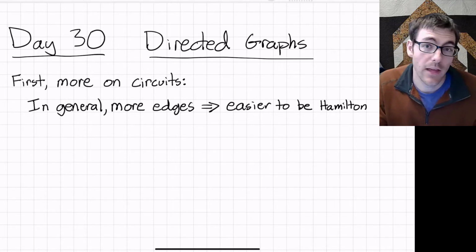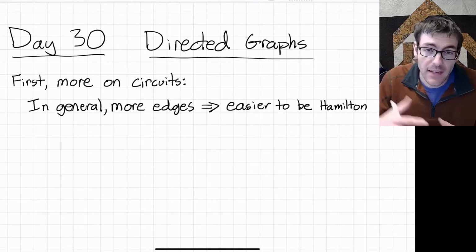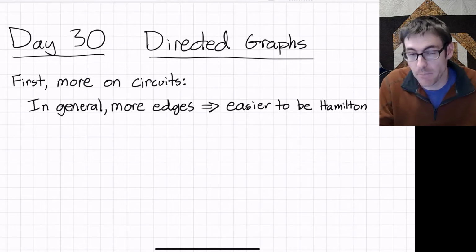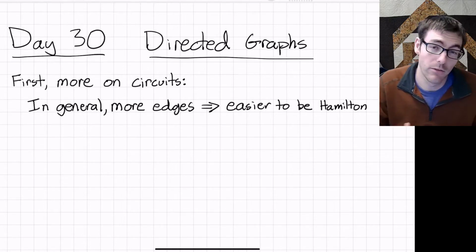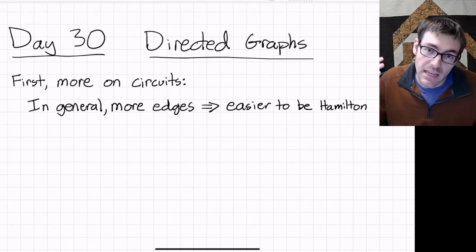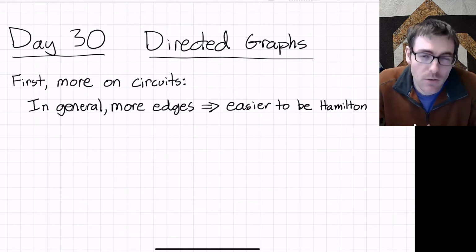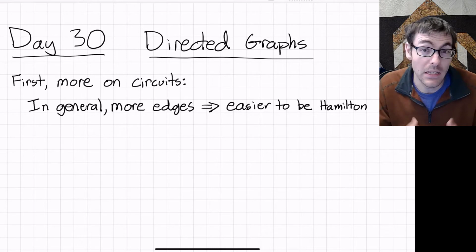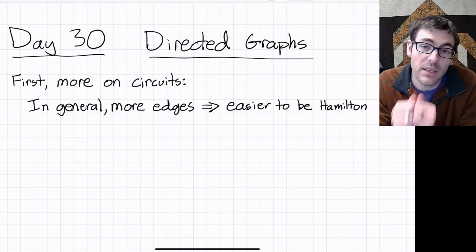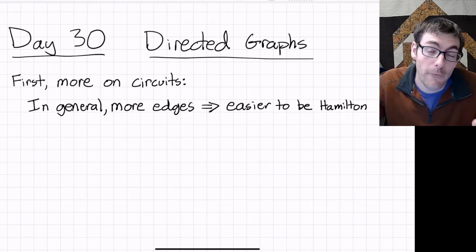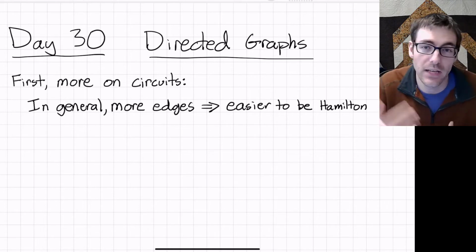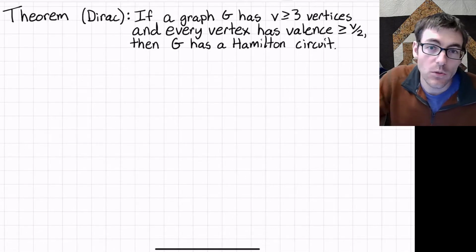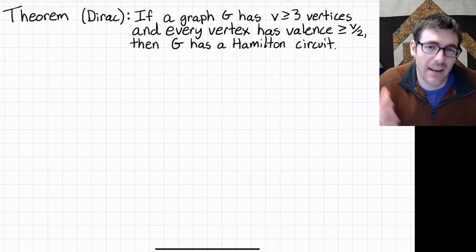So one trend that I hope you saw in class was that in general, for example, let's just take an arbitrary graph of maybe 12 vertices. In general, if that graph has more edges, then it's going to be easier for the graph to be Hamilton. In other words, it's going to be easier for us to find a path that hits every vertex exactly once. Let's walk through a theorem that codifies that idea.